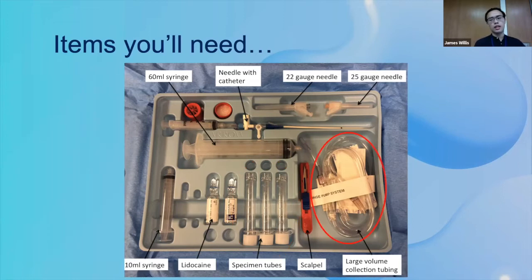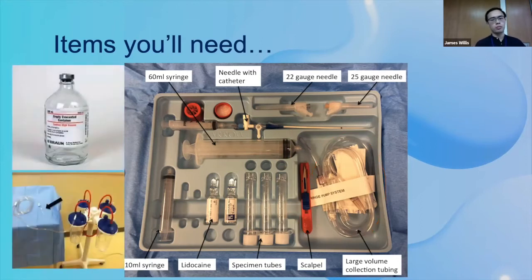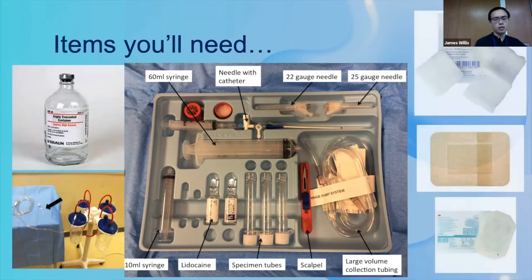And finally, you need large volume collection tubing with needles if you're planning to do a therapeutic tap. You want 1 to 2 liter vacuum collection containers, but if you don't have these, you can always connect the tubing to suction containers and then suction in the wall. And finally, you want gauze, bandage, or Tegaderm for after the procedure.